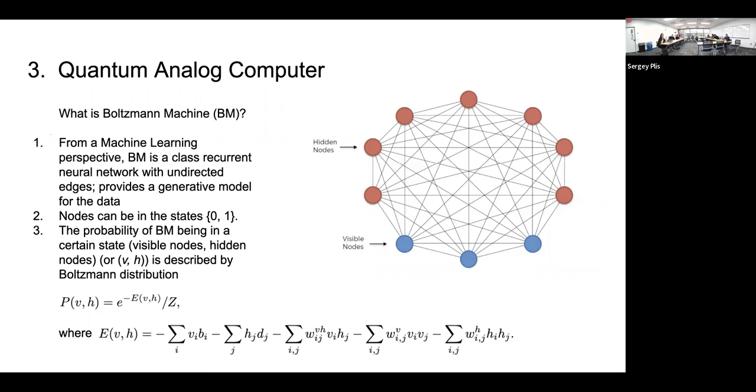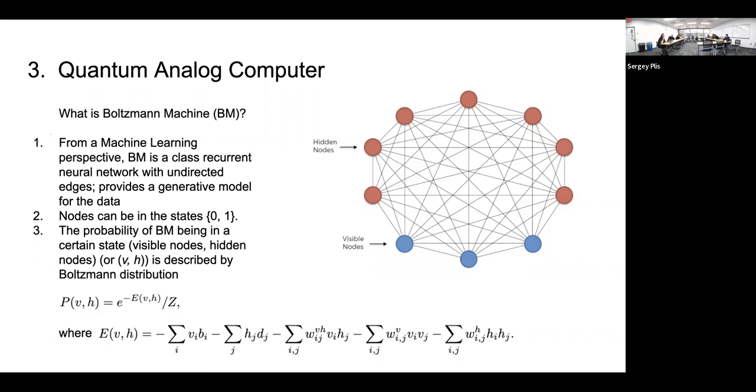Let's consider the Boltzmann machine. In classic machine learning, a Boltzmann machine is a kind of recurrent neural network. Each of the nodes in this network is connected with others bidirectionally. Nodes can take values from 0 to 1. And we can feed data to this machine and optimize it so that the probability of this data being generated by the trained Boltzmann machine is maximized. So we are training it to generate the data that we are feeding it.